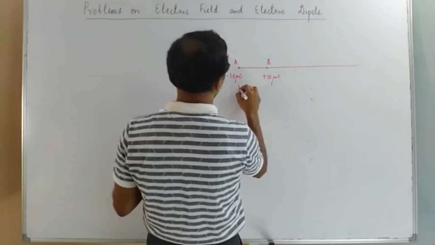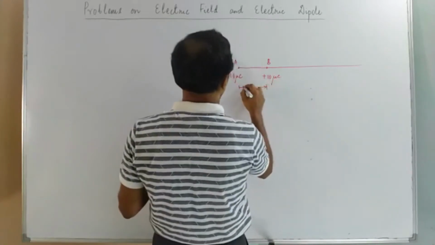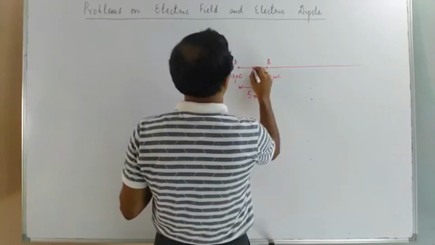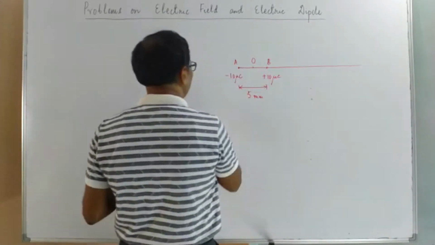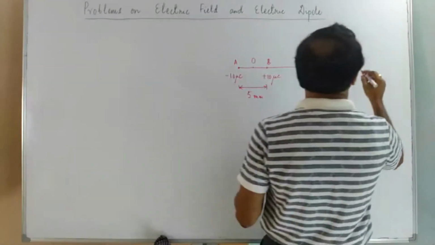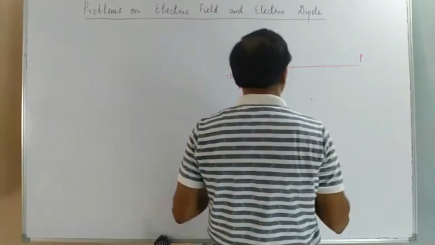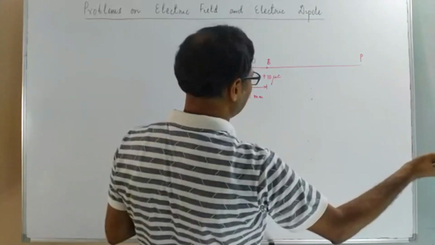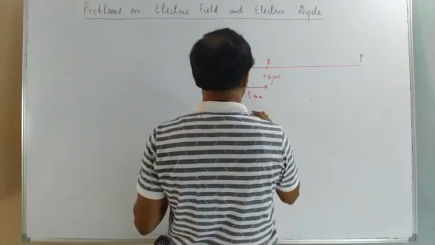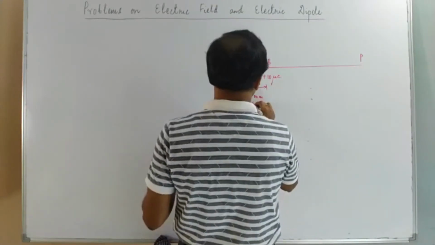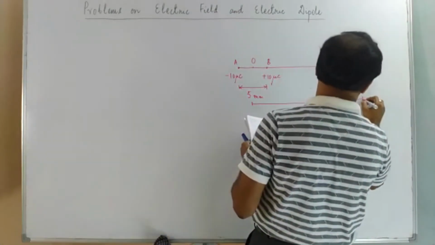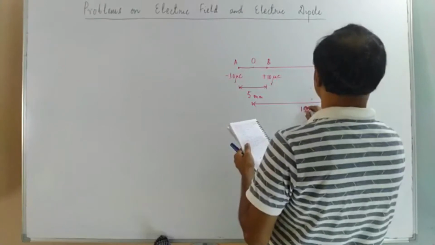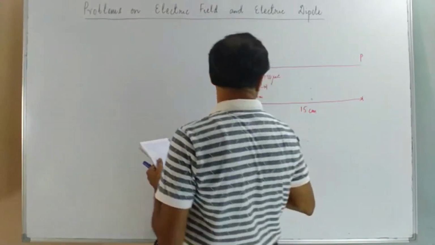Actually, you have a dipole AB. The length of the dipole is 5 millimeters. You consider the center of this dipole to be O, and you consider a point P on the axis of the dipole on the right hand side, that means on the same side of the positive charge. And this point P is at a distance 15 centimeters from the center of the dipole.